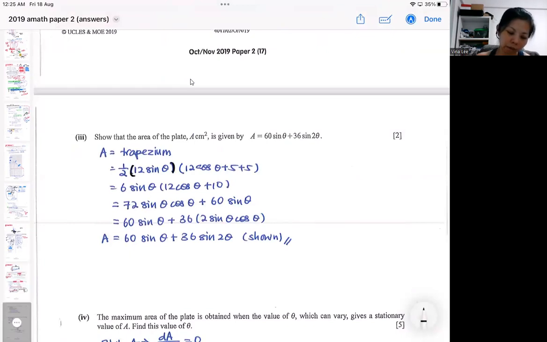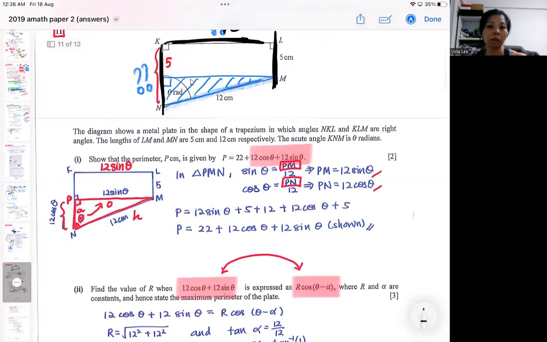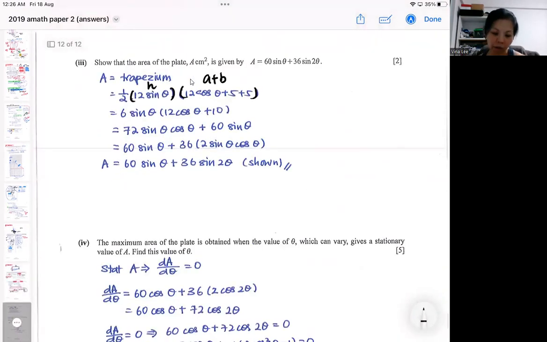So this will be the height, and this part will be the A plus B. So you just need to identify. You already gotten the length that you need in the first part, unless you couldn't prove the first part. If you couldn't prove the first part, you wouldn't have all these that you will need in the third part. Okay, then if you do out your area of the trapezium, you will find this part.